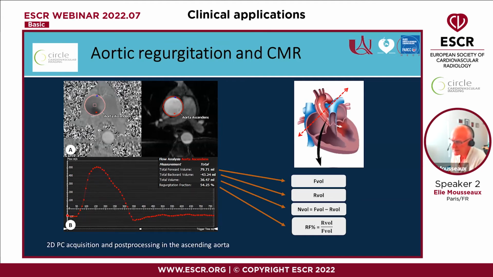But unfortunately, in some circumstances we have some vorticity, a dilatation of the ascending aorta, or a bicuspid aortic valve, and the angulation between your acquisition plane and the direction of the flow is not so well placed. You have an underestimation of the flow within the ascending aorta. So we know that by experience.